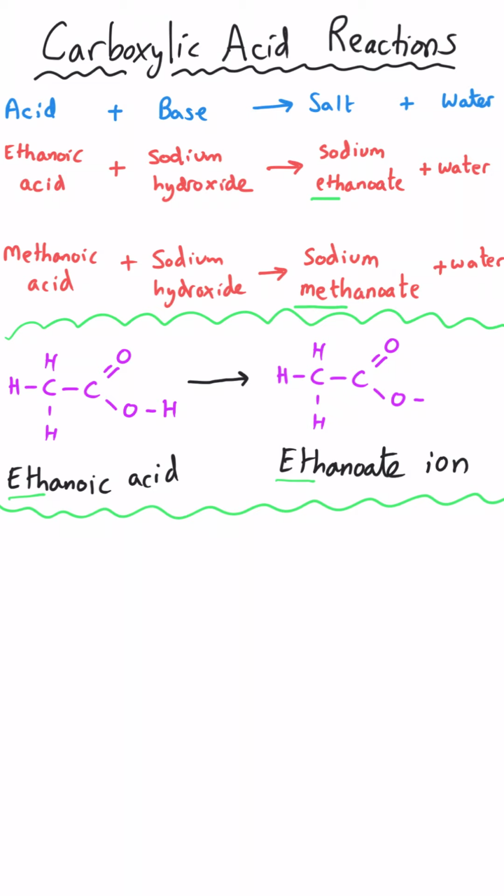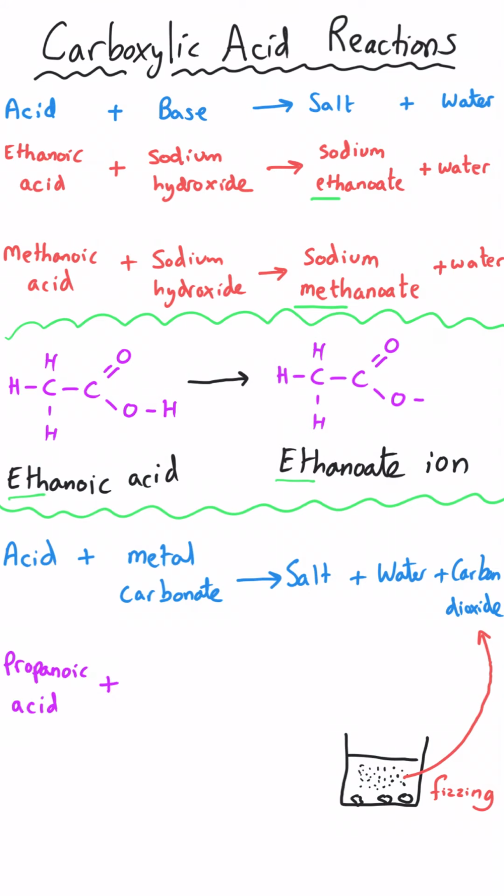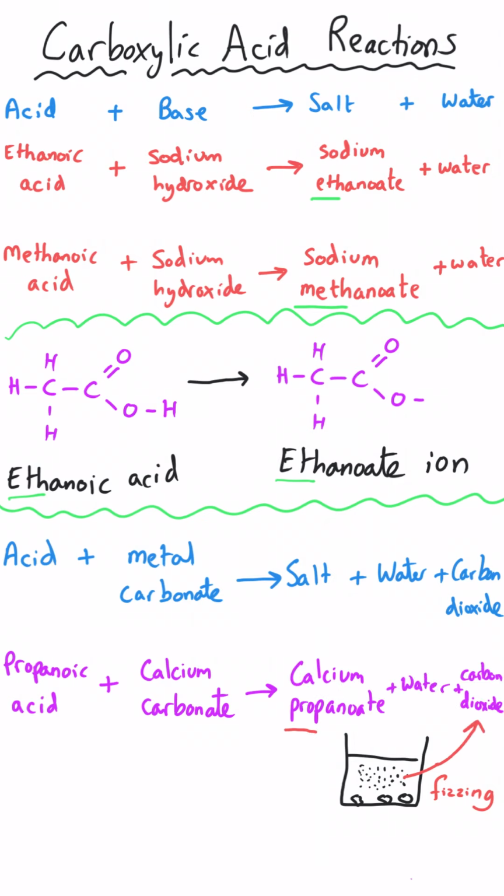Additionally, carboxylic acids would react with metal carbonates, just like sulfuric acid would have done. And it would fizz, we'd get carbon dioxide produced, we would make a salt, and we'd make water. So propanoic acid plus calcium carbonate would make calcium propanoate plus carbon dioxide plus water.